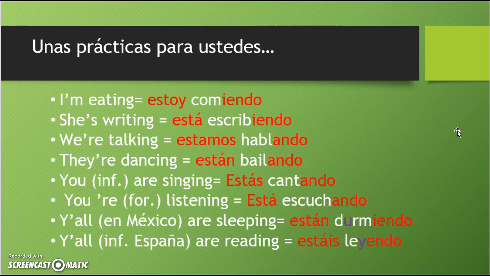Okay, aquí están las respuestas. Estoy comiendo, está escribiendo, estamos hablando, están bailando, estás cantando, está escuchando. And very careful with those last two. Remember, those were our stem changers. So están is going to be that ustedes form. Durmiendo, so that O to U. And the last one, remember, that was that three in a row, I's got to go. Estáis would be the vosotros form. Estáis leyendo.